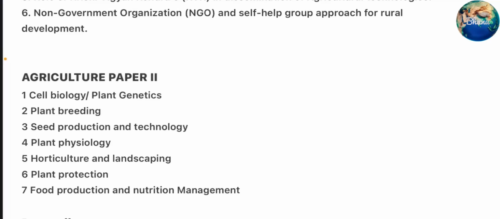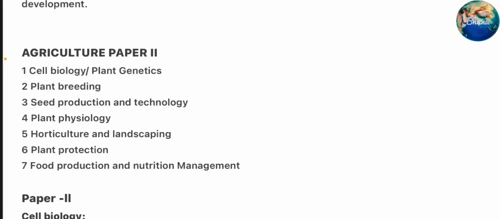Here comes agriculture paper 2. Topics: cell biology, plant genetics, plant breeding, seed production and technology, plant physiology, horticulture and landscaping, plant protection, food production and nutrient management.